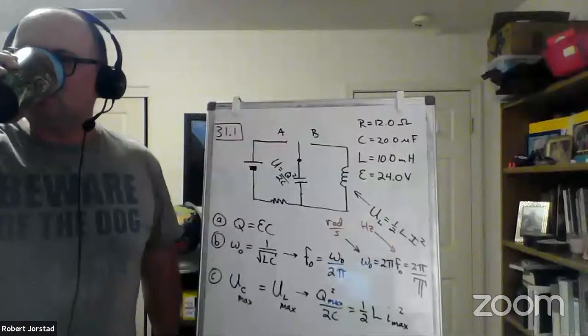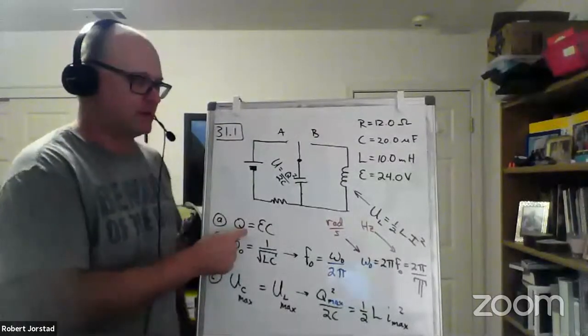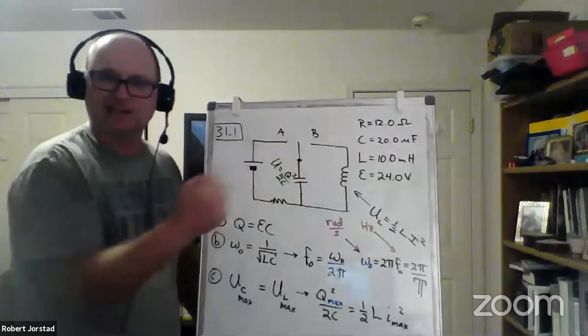Sneaky. So in this case, we're solving for I max when we know what Q max is. Correct. We figured out Q max because that's easy. And then we know L and C, we're done.